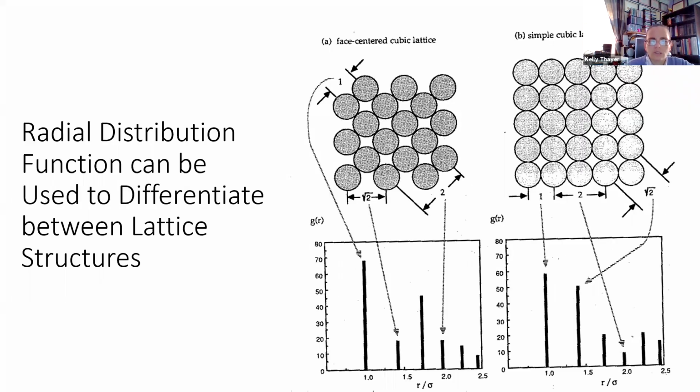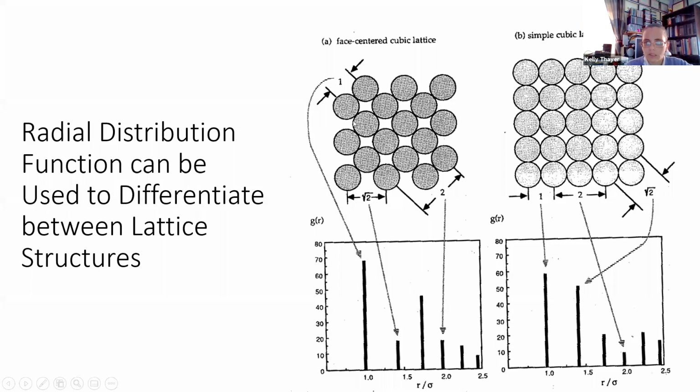So this here shows us an example of what that would look like. This is the radial distribution function to differentiate between different lattice structures. So notice here that we have a couple of lattices being shown. We have the face-centered cubic lattice versus the simple cubic lattice. We are paying attention to the distance between the particles. Notice that this face-centered cubic lattice is less dense than the simple cubic lattice.